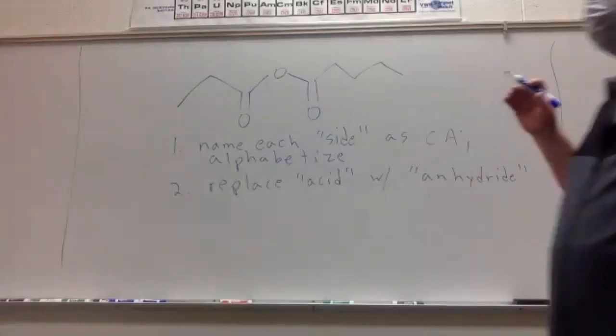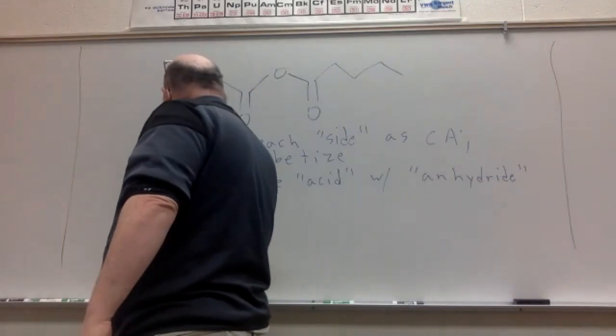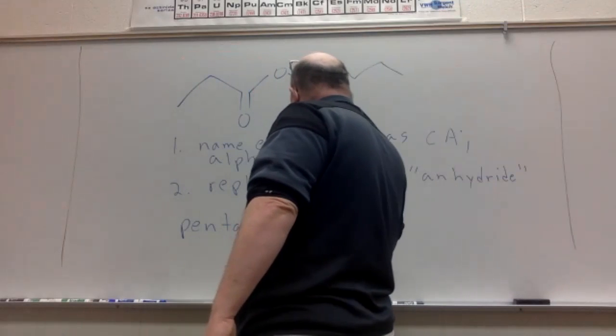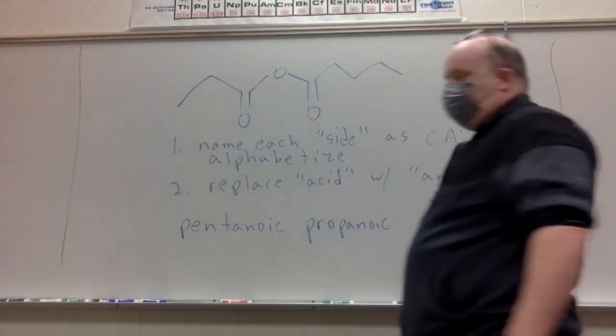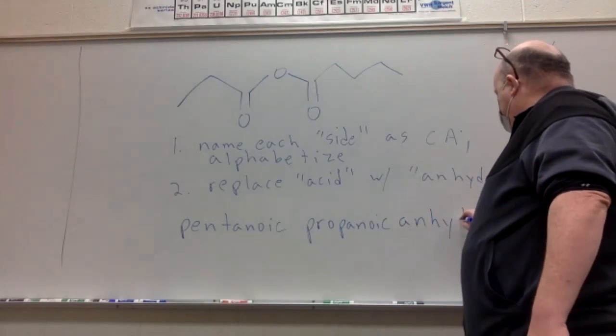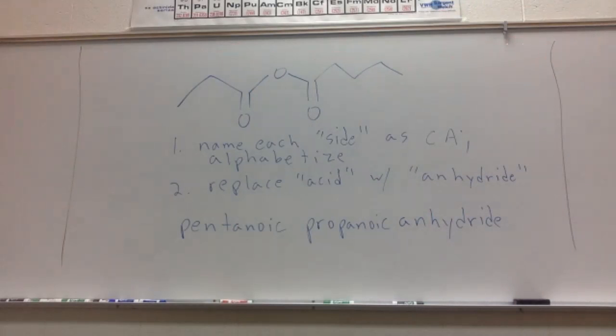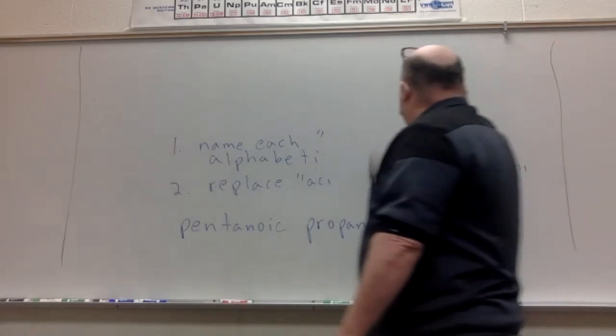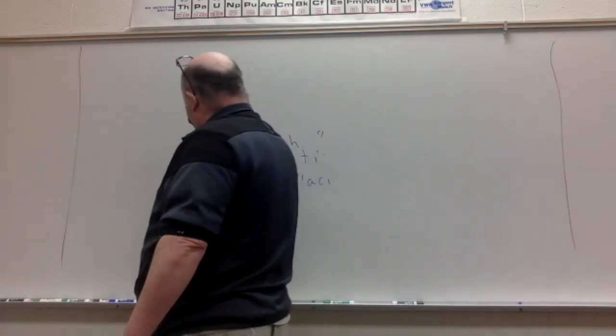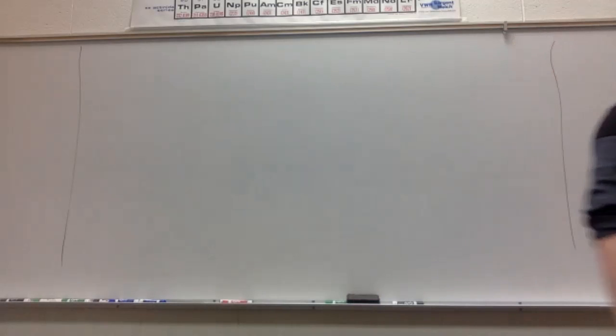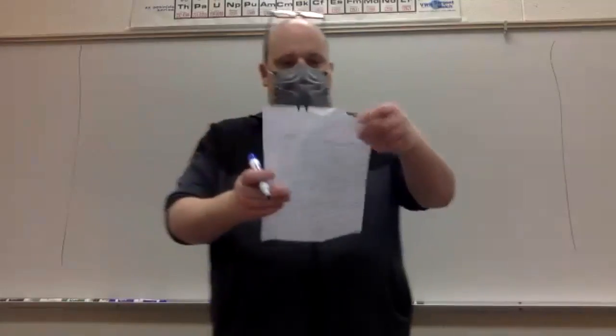So what we're going to do is take those 2 descriptors, write them down, and alphabetize them. So we're going to have pentanoic, propanoic, and instead of writing the word acid, we have anhydride. So this is pentanoic propanoic anhydride. So not hard, but a quirky little system. Definitely a little bit different than some of the other ones we've got. All right. Any questions about anhydrides? All right. Rolling right along.